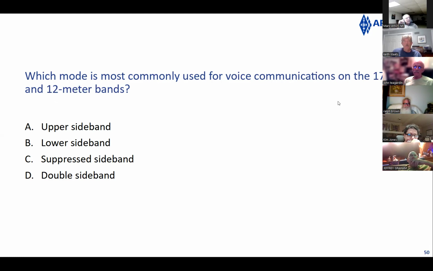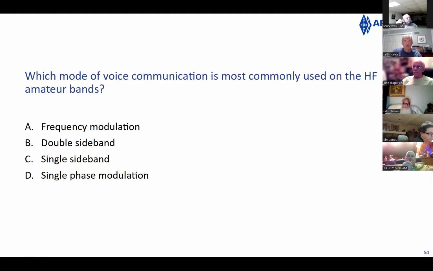Which mode is most commonly used for voice communications on 17 and 12 meters? Upper, lower, suppressed, or double? Upper. Yep, upper. Which mode of voice communications is most commonly used on the HF amateur bands? Frequency modulation, double sideband, single sideband, or single phase modulation? Single sideband. Yep, single sideband.